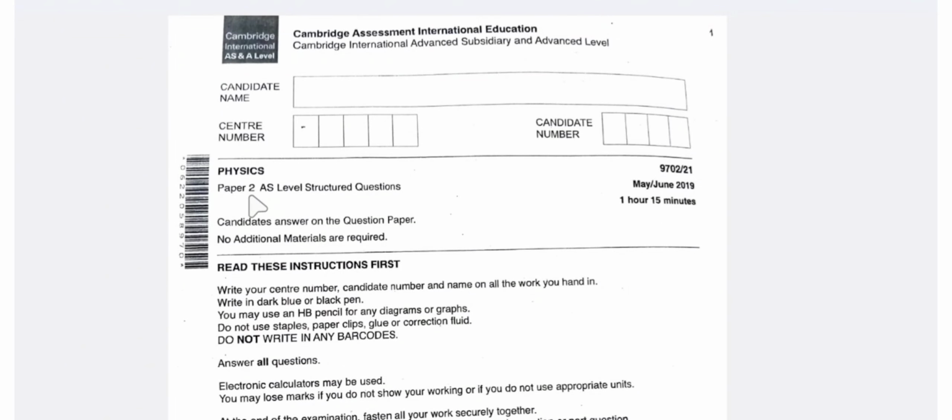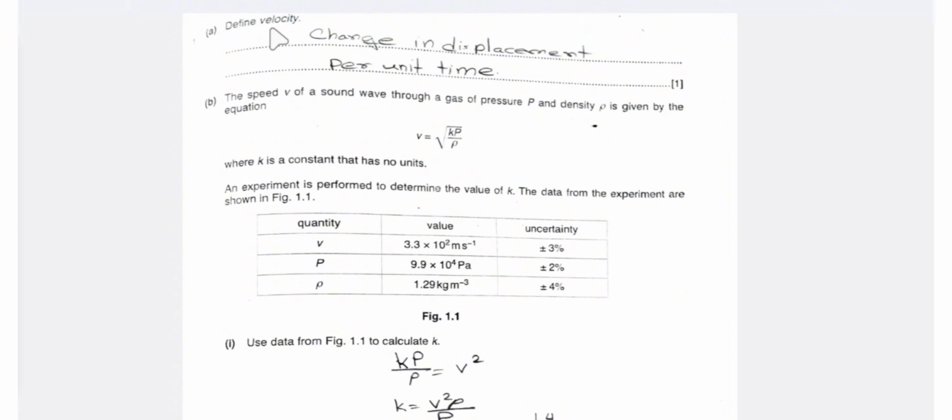In this video, we'll be discussing Physics Paper 2, AS level structured questions, 2019 May-June, variant 21, and the subject code is 9702. Part A, define velocity. Velocity is change in displacement per unit time.